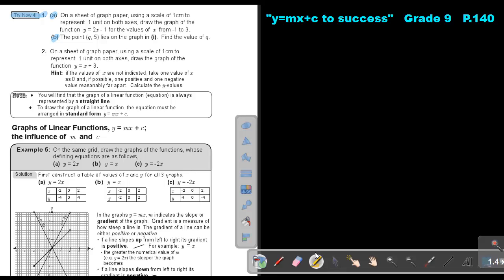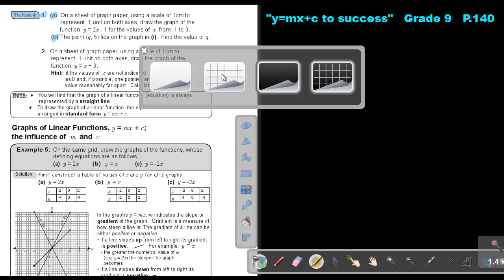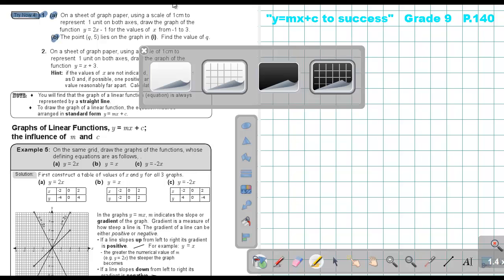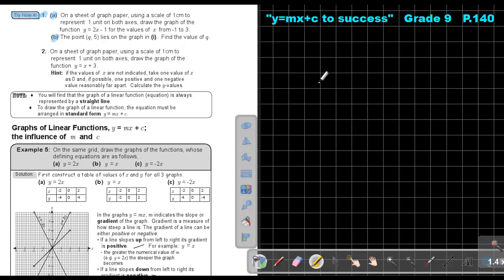Okay, let's just get a grid. Going to do it on a grid, can take another grid. Okay. So on a sheet of graph paper, we're using a scale of 1 to represent one unit on both axes. Draw the graph of the function for the values from -1 to 3.